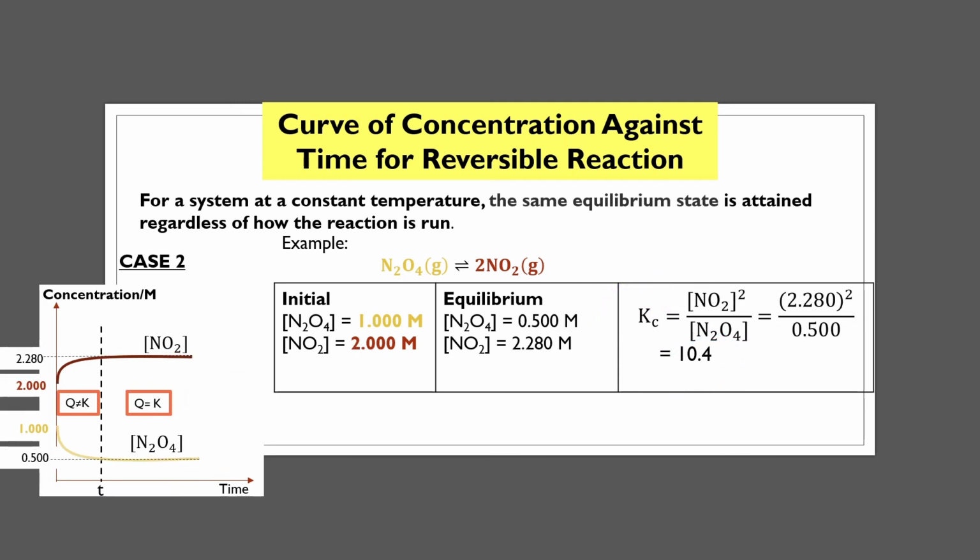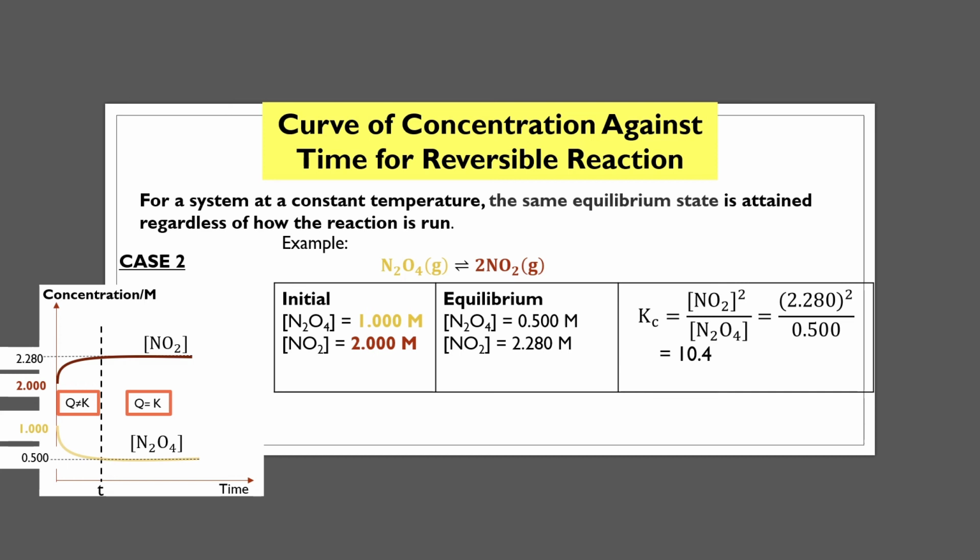Or the system initially could have both reactant and product present. For example, in this reversible reaction, there is 1 molar of reactant N2O4 and 2 molar of product NO2. Then the system is left to react, with the concentration of reactant N2O4 continuing to decrease, while the concentration of product NO2 continues to increase until an equilibrium is reached. At equilibrium, the concentrations of reactant and product are constant.